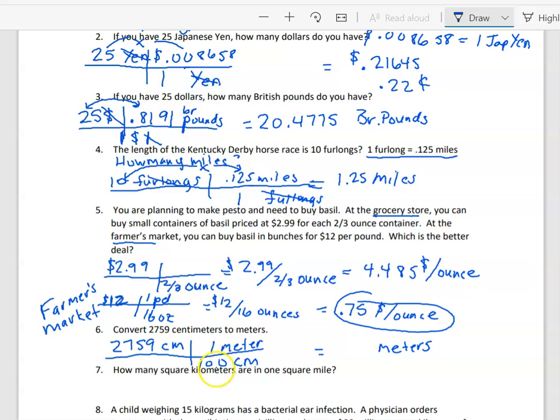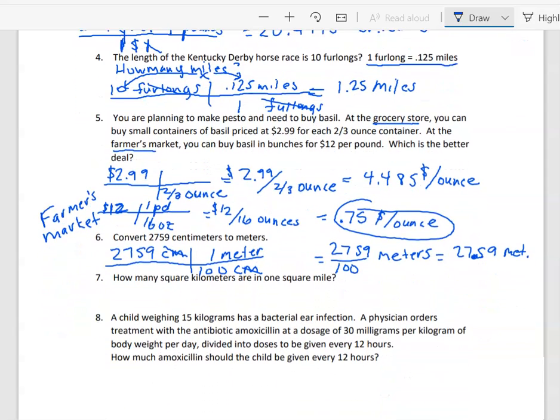So this would be 2,759 times 1. Our centimeters cancel out, so we just have meters on the top. And on the bottom, we have 100. So we're going to need to figure the whole total out. We'll need to divide 2,759 by 100. So 27.59 meters. Okay.